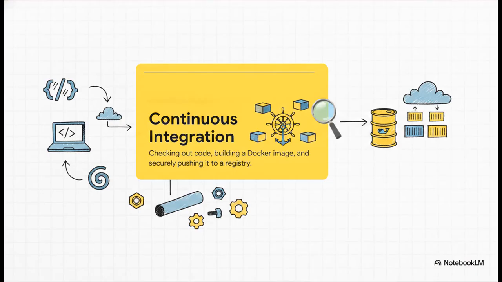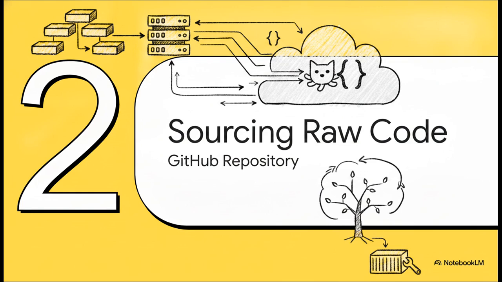So what does continuous integration, or CI, actually mean in the exact context of our project today? Well, it boils down to 3 specific things. First, automatically checking out our application code the moment it changes. Second, building a Docker image from that code. And third, securely pushing that finished image up to a container registry, like Docker Hub. That's it. That is the finished product we're aiming for. But before we can zoom into the individual machines that make this happen, we need our raw materials. Which brings us to section 2, sourcing the raw code.